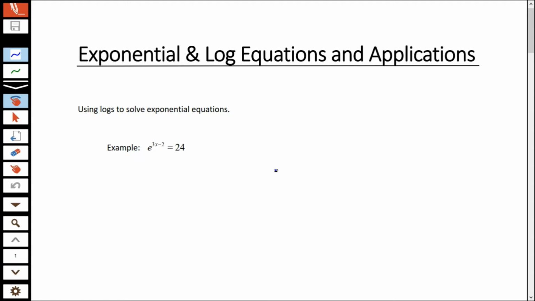Alright, e to the 3x minus 2 is equal to 24. Now this is not going to be something nice. E turning into 24 isn't simple, but we can solve this using logs, using a calculator, and so on.